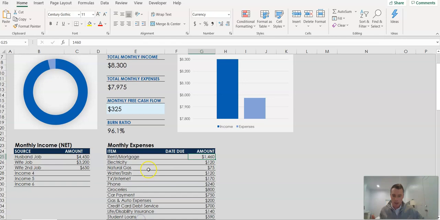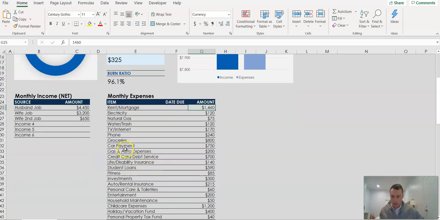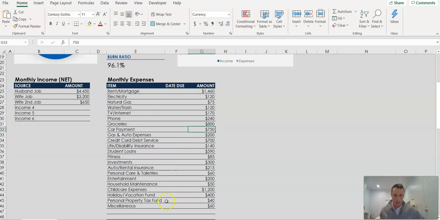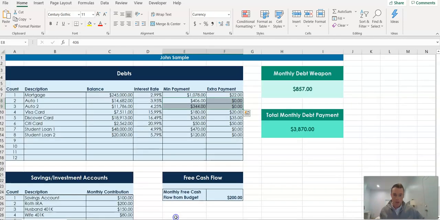If I go back to my budget, where are we at here? Car payment, $750. So these numbers should coincide with your budget. Those should be accurate on both sheets, and it's important that those are.